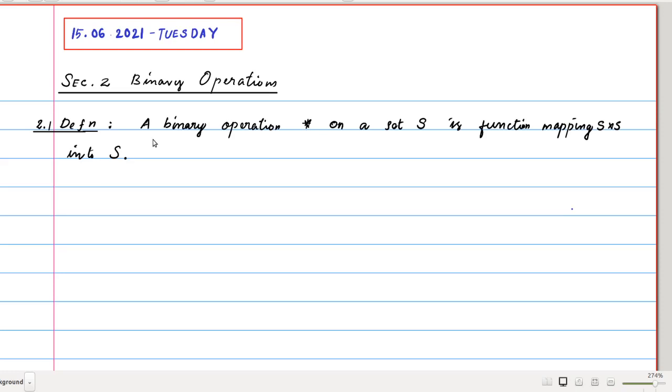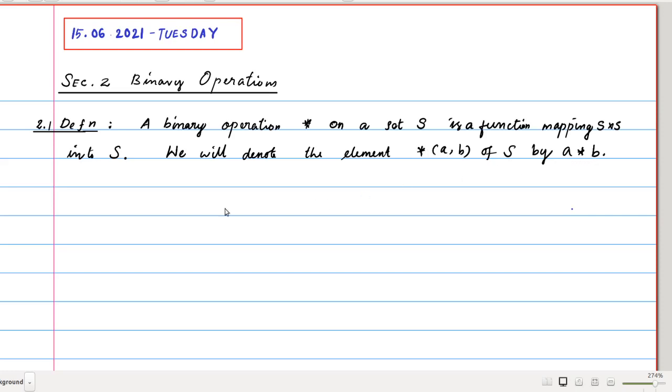A binary operation, denoted by star, on a set S is a function mapping S cross S to S. Okay? So any function from S cross S to S is called a binary operation, and we denote that binary operation with a star. We will denote the element star of AB. Since the star is a function from S cross S to S, each pair A comma B is assigned an element from S, and that is denoted by star of AB, and we write that element as A star B.